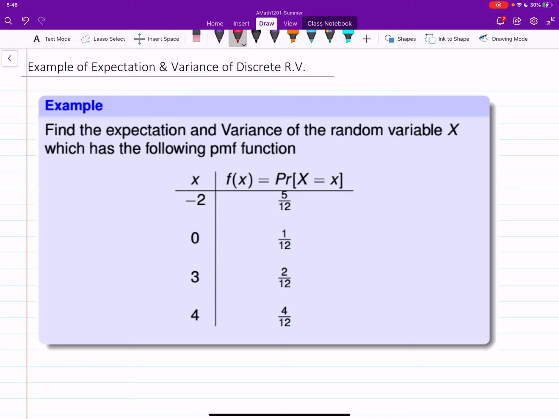Hello everyone. In this video, we will do an example for expectation and variance of a discrete random variable.